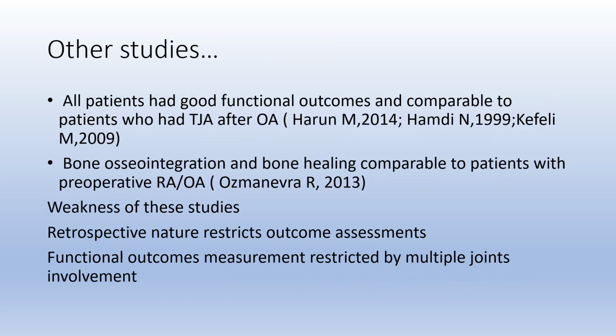There were quite a few other studies which actually studied the functional outcomes of a patient undergoing total joint arthroplasty after being diagnosed with ochronosis as the primary diagnosis. Studies done by Harun et al., Hamdi et al., and Kefeli et al. in the early 2000s had postulated that all patients have had good functional outcomes, comparable to patients who have had total joint arthroplasty after osteoarthritis, even though the primary diagnosis was ochronosis.